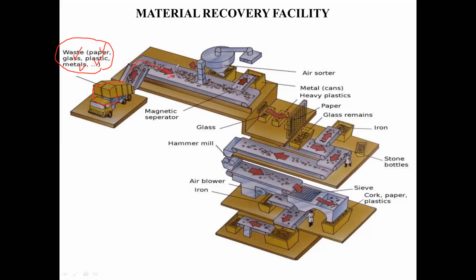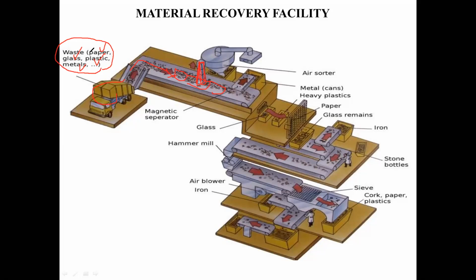On the conveyor belts, all the waste present is made to pass through an air suction system where air sorting is done. So what do you mean by air sorting? Because of the suction, an intensity of air is developed.